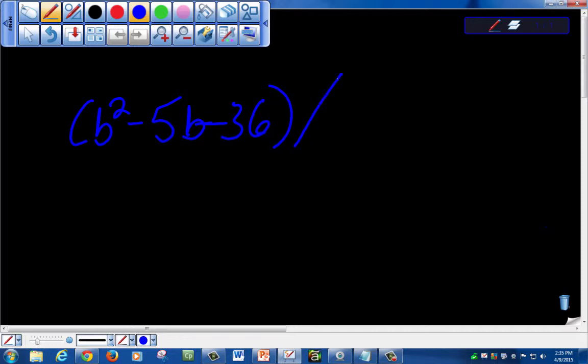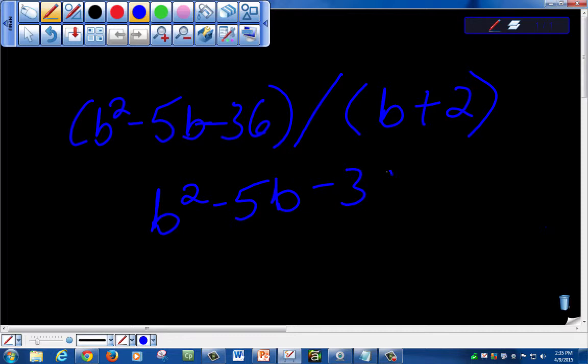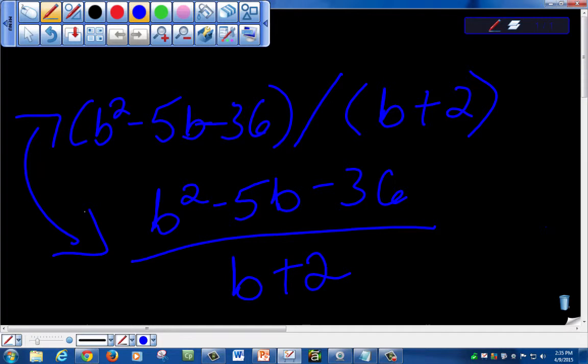We want to divide the following problem, such as b squared minus 5b minus 36, all of it divided by parentheses b plus 2. This is the equation that they want you to do. It can also be written down such as the following: b squared minus 5b minus 36 divided by b plus 2. That's another format that you can see. Both of these are the exact same thing.